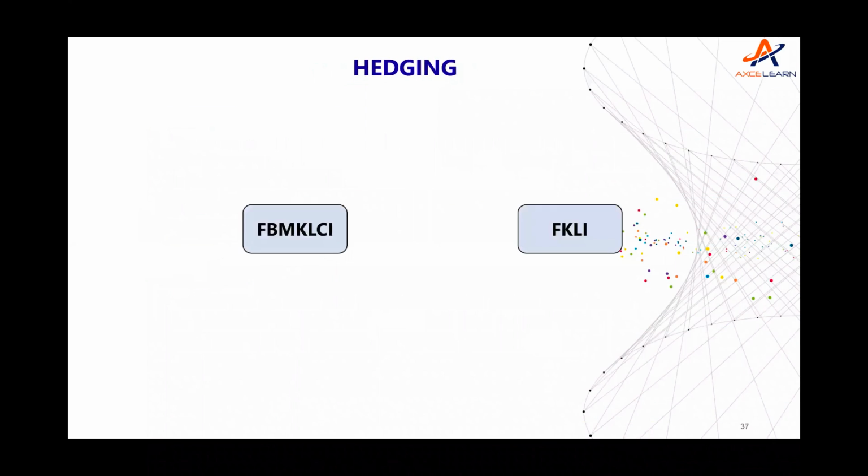Now, if they are hedgers, meaning they are hedging against their stock portfolio. For example, let me ask you a very simple question. If FBM KLCI is expected to go higher, if FBM KLCI is moving towards north, what would be the direction of FKLI? I give you 10 seconds, think about it. If FBM KLCI is in an uptrend, what would be your FKLI?